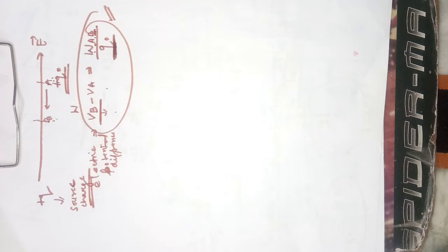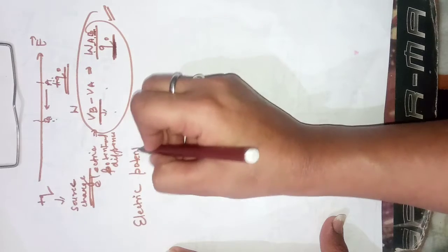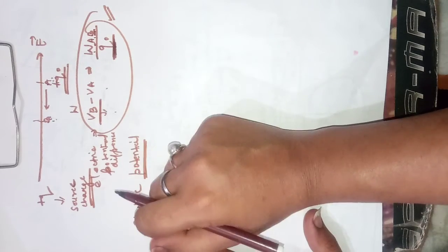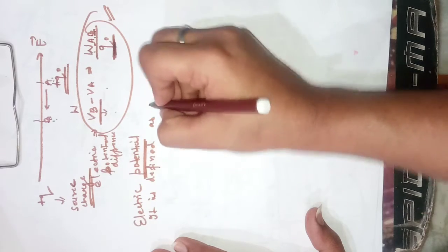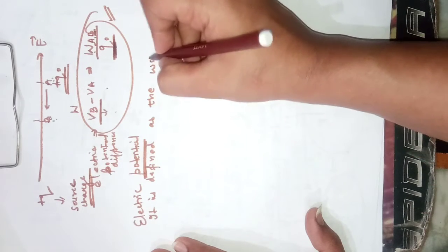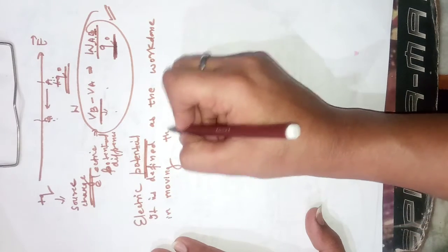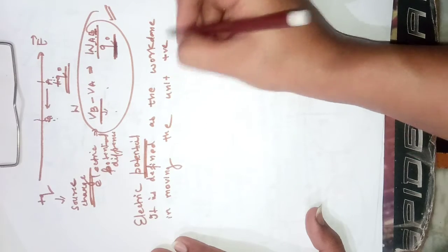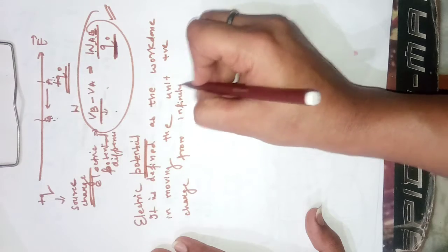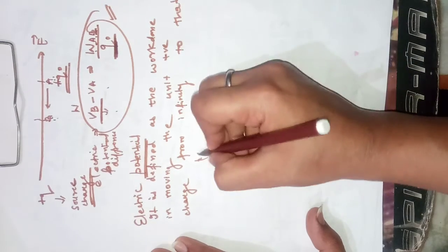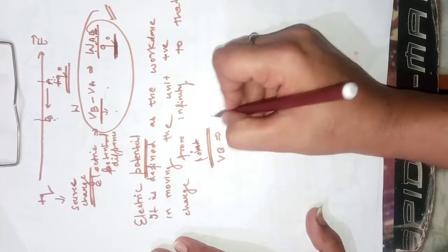Now, what is electric potential? We are also going to have a derivation for this. Electric potential is defined as the work done in moving the unit positive charge from infinity to that point, or it is given by VB is equal to work done.